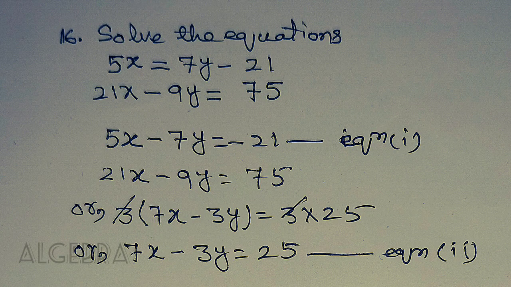16. Solve the equations. 5x = 7y - 21 and 21x - 9y = 75. So 5x - 7y = -21, equation 1, and 21x - 9y = 75, or 3 into 7x - 3y = 3 into 25, or 7x - 3y = 25, equation 2.